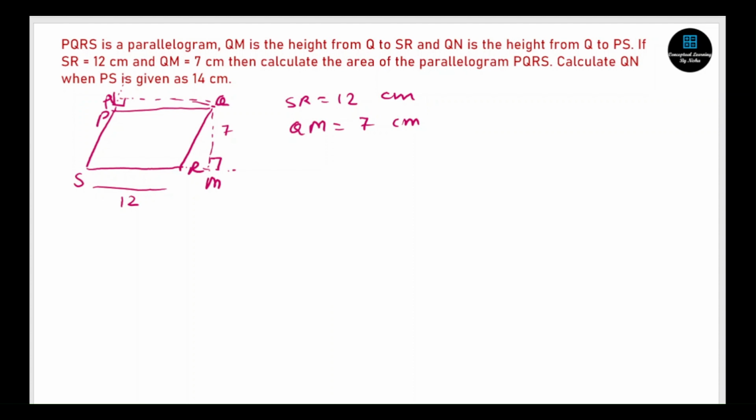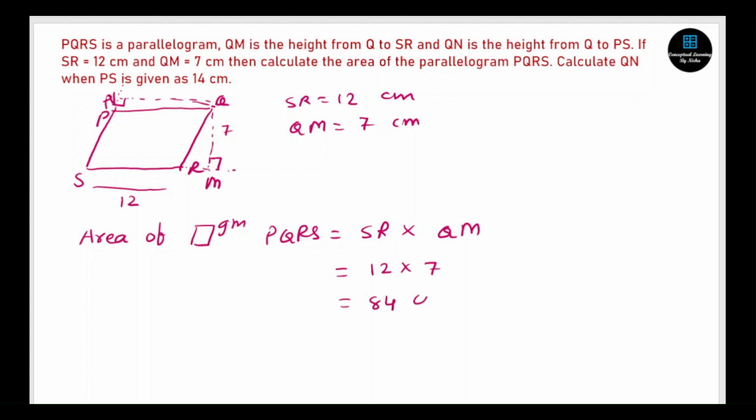First find the area of parallelogram PQRS, which equals the length times height. Okay, so length is SR here, which is given to us, and the height is QM. So if I substitute the values, what do we get? 84 centimeter square.